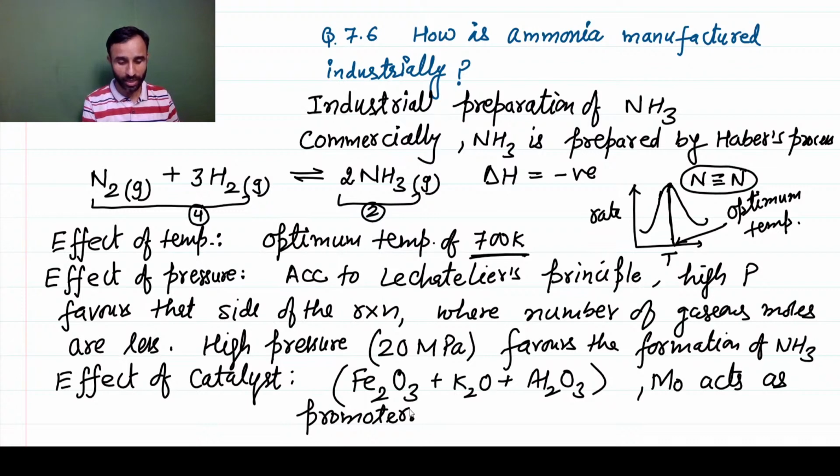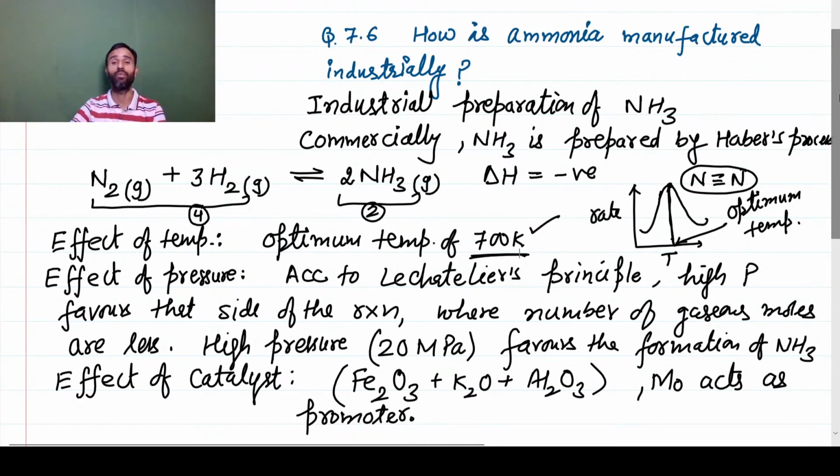Done. So these are the three factors. Sometimes the question is, what are the conditions to get maximum yield of ammonia? So these are the three conditions: optimum temperature of the order of 700 Kelvin, high pressure of the order of 20 megapascal, and presence of a catalyst, that is iron oxide, potassium oxide, and aluminium oxide. And sometimes we even use a promoter, that is molybdenum.